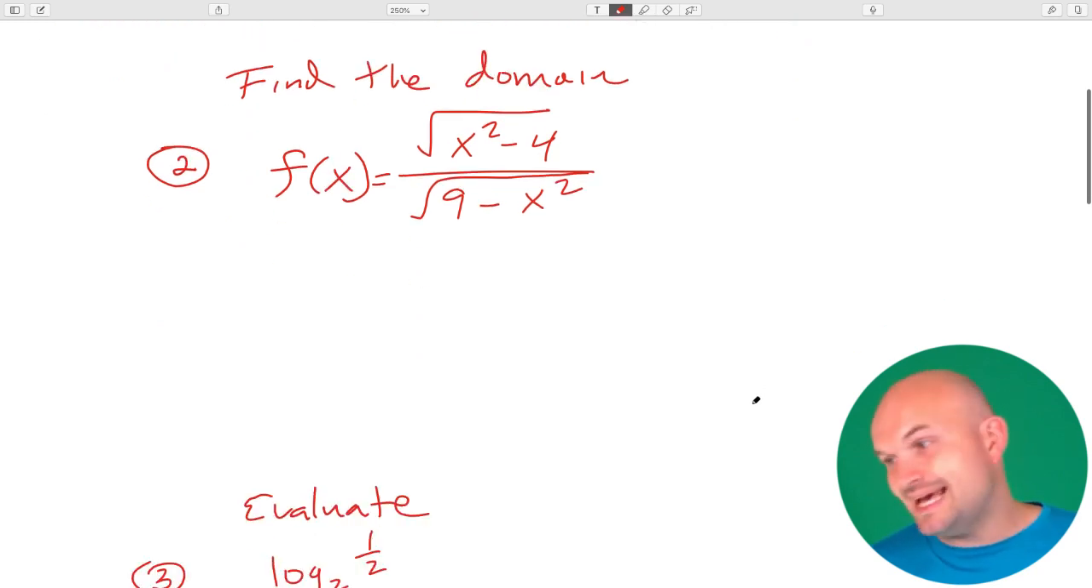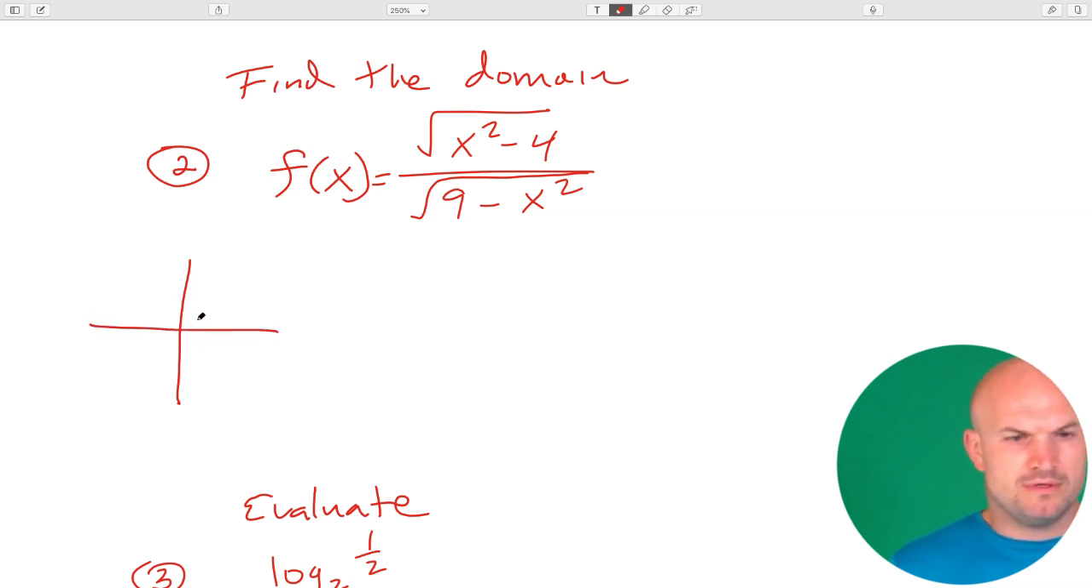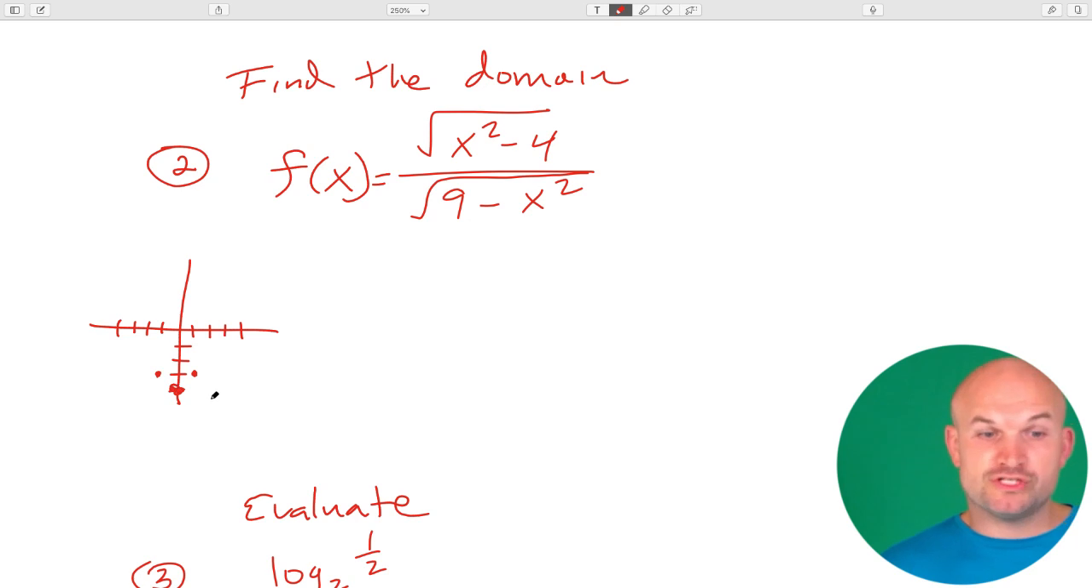It says, find the domain. And again, in this example, we're going to look at the graphical approach to understand it. So let's graph x squared minus 4. Understanding the shape of a quadratic, I know it goes over 1, up 1, over 1, up 1, and then over 2, up 4. So it's going to cross at positive 2 and negative 2.